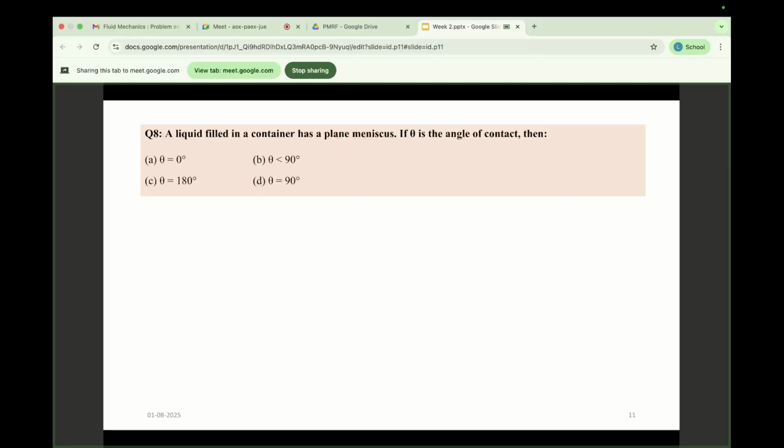Let me clarify this thing for you. So theta is the angle of contact. I am explaining this thing. So what is the angle of contact basically? Say this is a surface. If a water droplet is forming, this is a water droplet, right?